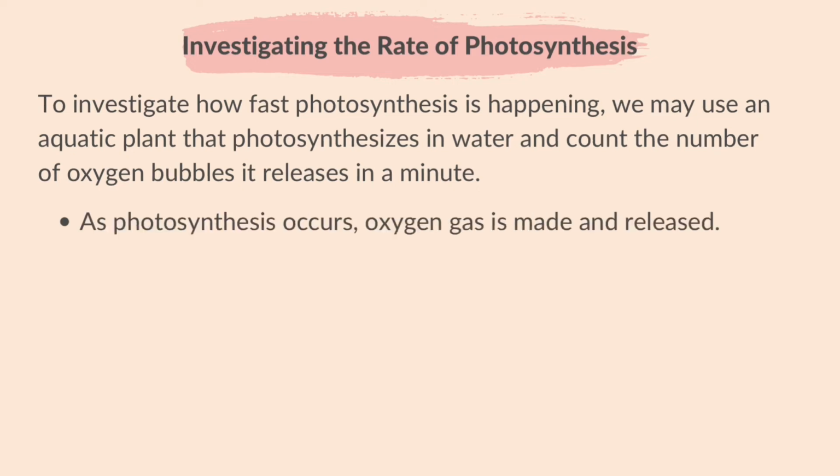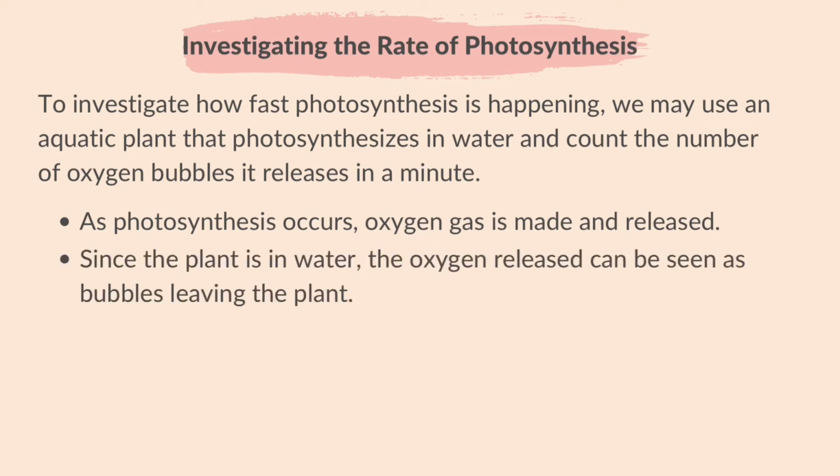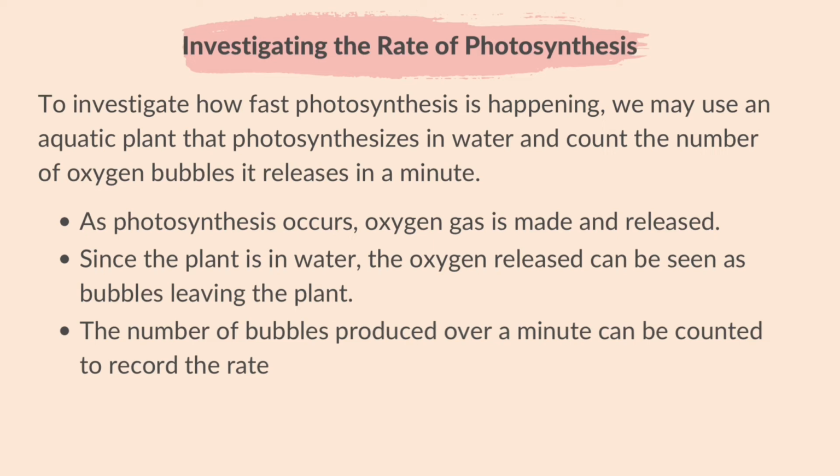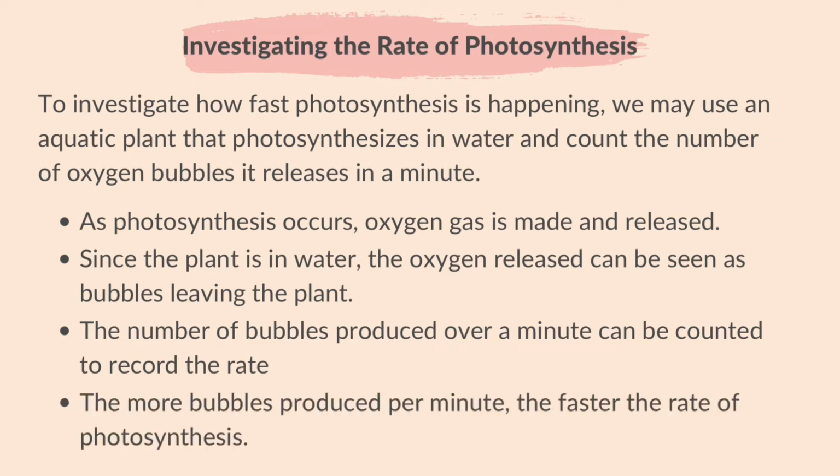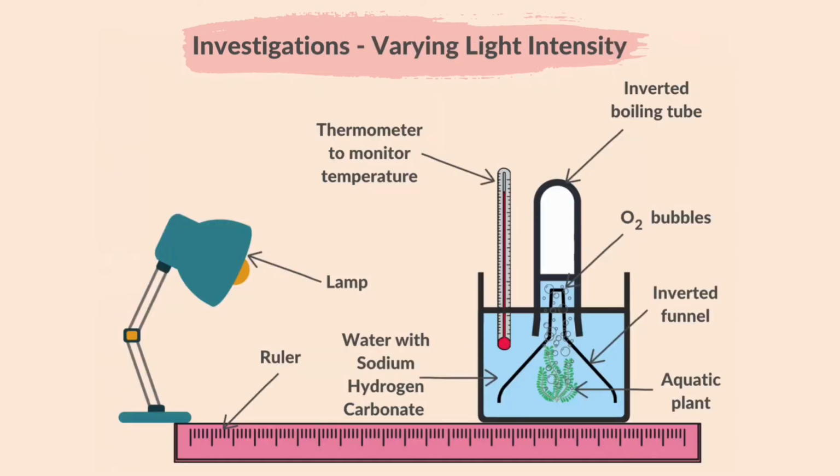As photosynthesis occurs, oxygen gas is made and released. Since the plant is in water, the oxygen released can be seen as bubbles leaving the plant. The number of bubbles produced over a minute can be counted to record the rate. The more bubbles produced per minute, the faster the rate of photosynthesis. So for investigating the effect of changing light intensity on the rate of photosynthesis, the setup may look like this.